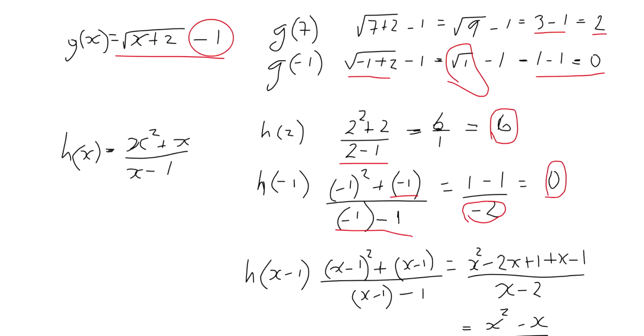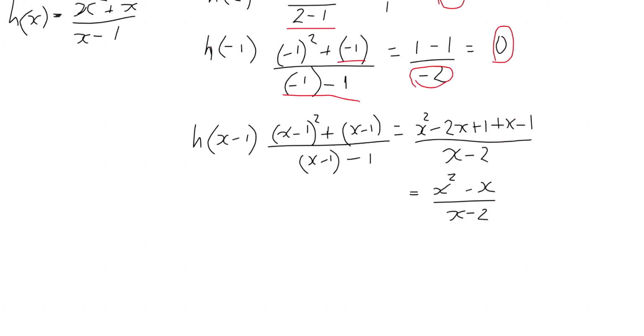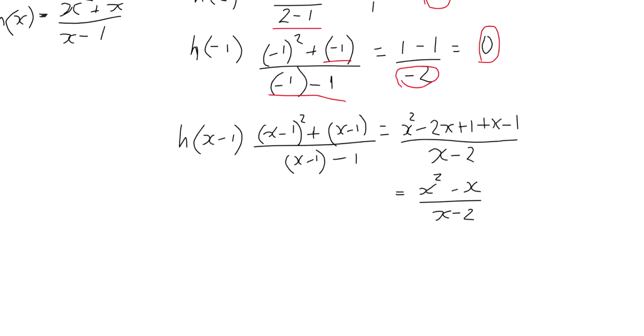Then you're going to go to this one, which is not as easy to do. So h of x minus 1, that's the function. We go back to our equation, which was x squared plus x over x minus 1. And you substitute all the values of x with x minus 1. And you have to expand. You do your expansion, which I showed in the earlier question. Make sure you do that first.